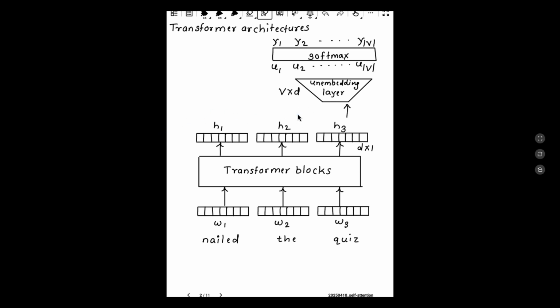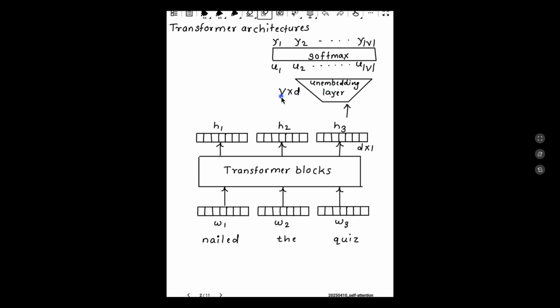Suppose we want to predict the next word in this sequence, "Nail the Quiz". We take the final representation H3, which is a vector of size D. To generate the next word, we pass this vector through an output layer. This output layer is also known as an unembedding layer. Why is that? Because we are going from a short and dense representation to a large vector of size vocabulary.